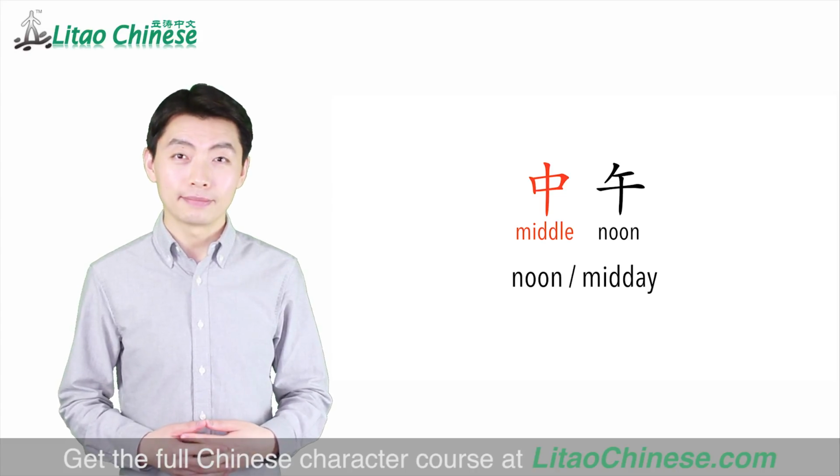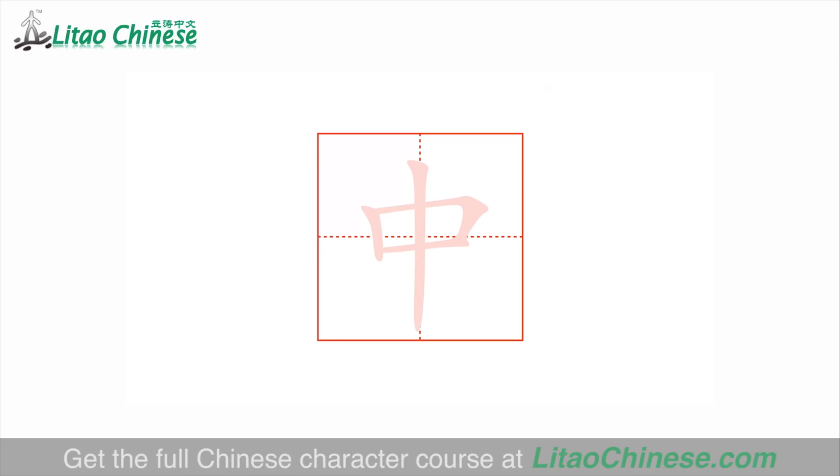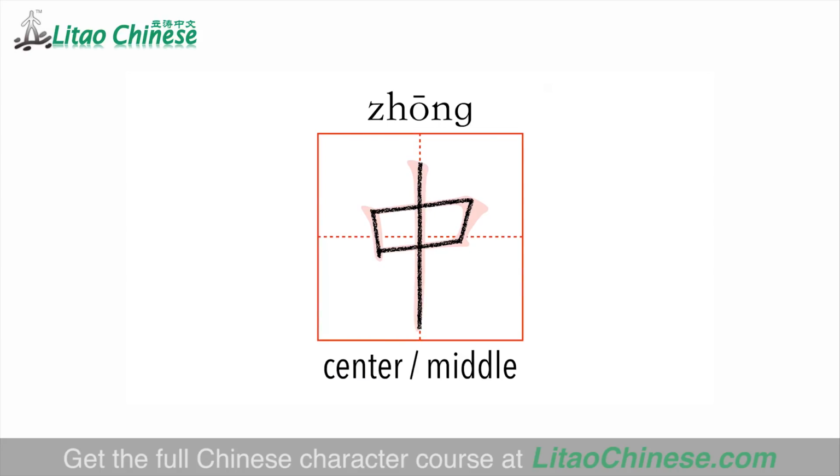Here is the correct stroke order of 中. Write the rectangular part first. Shu, héngzhé, héng. Then the long vertical stroke shu goes across it. 4 strokes in total. One more time. Shu, héngzhé, héng, shu. 中, center or middle.